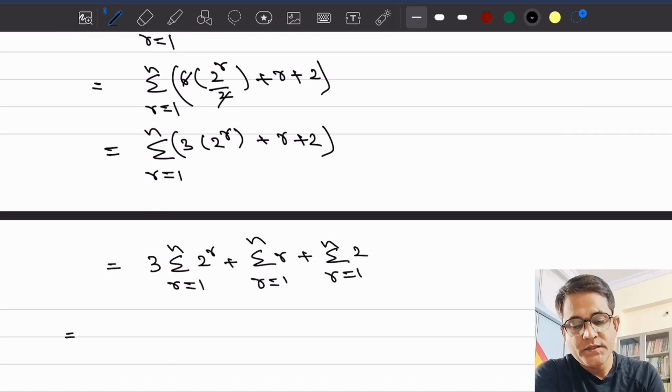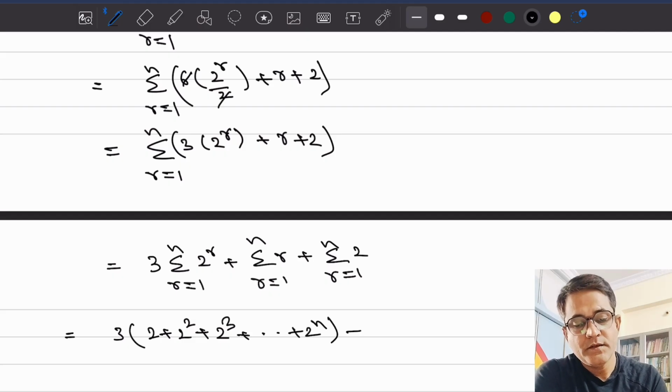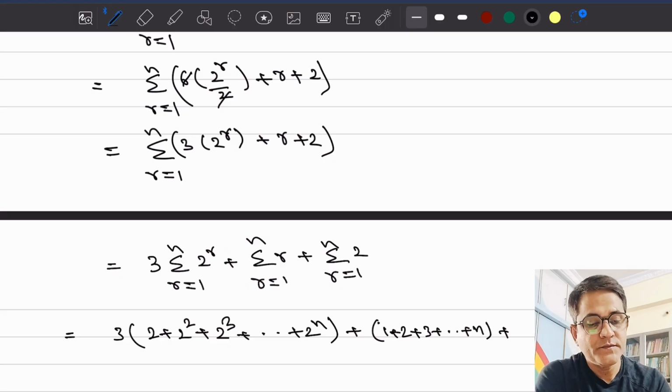Then if you open that sigma, what do you get? 2 plus 2 square, 2 cube, etc., up to 2 power n. Plus this is the sum of n natural numbers actually. Need not write it, but 1 plus 2 plus 3 etc. up to n, we know this one. Plus this is 2 plus 2 plus 2, n times, that is 2n.